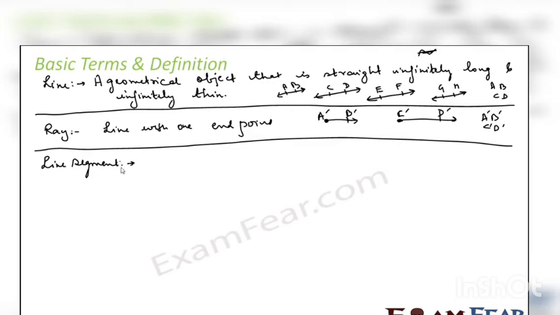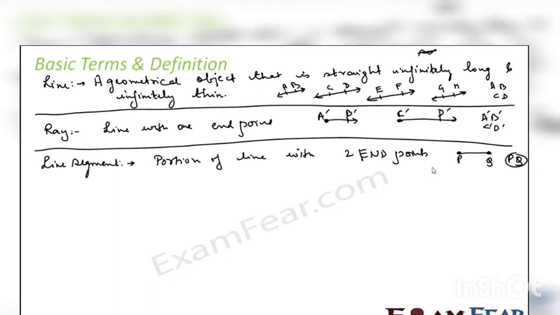Line segment is nothing but a portion of a line. It is not the full line, it's a portion of a line which has two endpoints. So both the points are fixed. For example, if you talk about this PQ, both the points are fixed. So the line is not extending beyond P, neither extending beyond Q. So I'll denote this as PQ. This is a line segment.